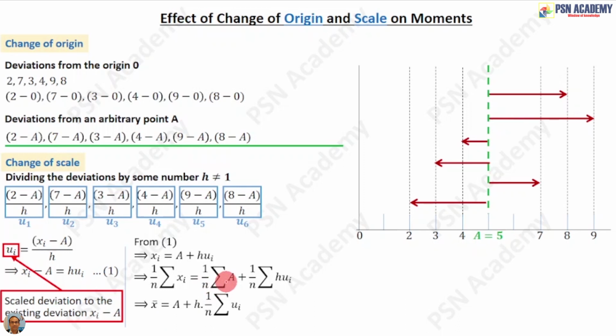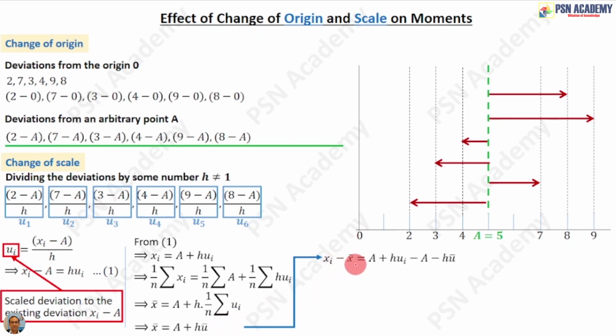Next, you add all the a's. Here the number of a's is n, so you add a n times and divide that sum by n, and you will get a itself. Next, you bring this h out of the summation because h has nothing to do with the summation. So you keep the ui inside the summation so that you can add the ui's and divide that sum by n, and you will get x bar on the left hand side, and on the right hand side a plus h times u bar.